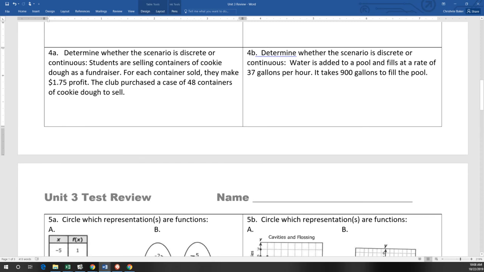Determine whether the scenario is discrete or continuous. Students are selling containers of cookie dough as a fundraiser. For each container sold, they make $1.75 profit. The club purchased a case of 48 containers of cookie dough to sell. So we have to think about what's X and what's Y. So they're selling containers of cookie dough. That's going to be our X. And then the price or their profit, how much money they're making, that's going to be the Y. So can we sell portions of cookie dough? No. We would sell 1 container, 2 containers, 3 containers, 4 containers. That would be discrete.